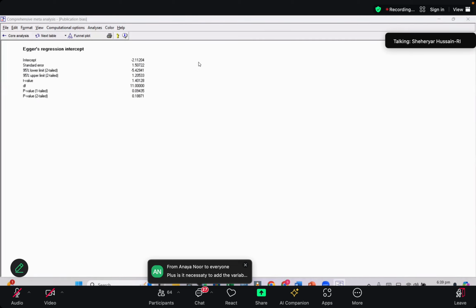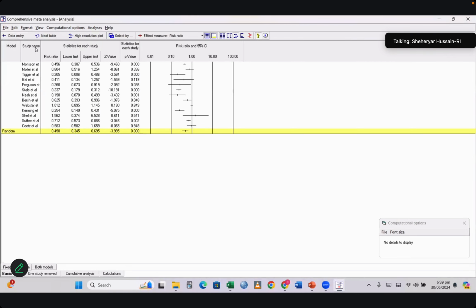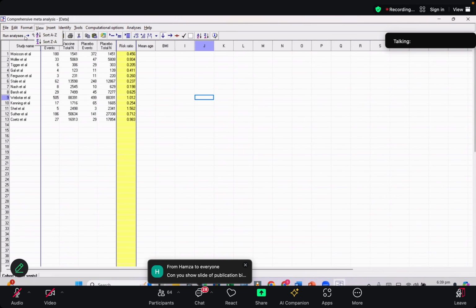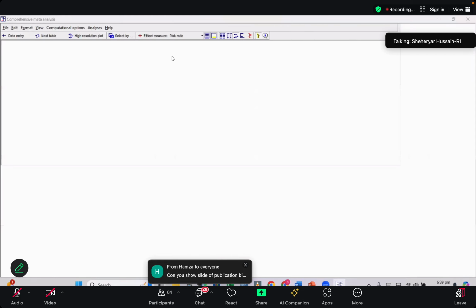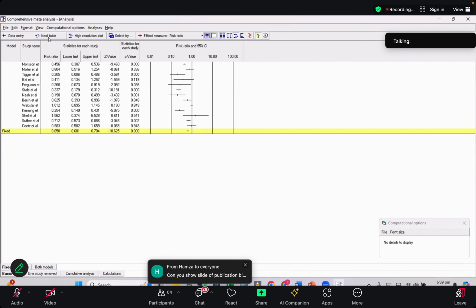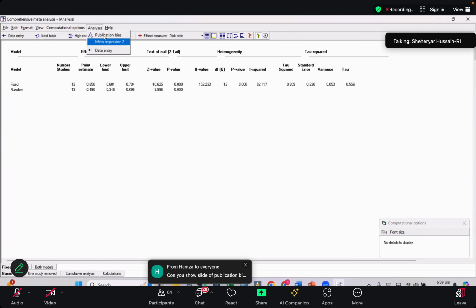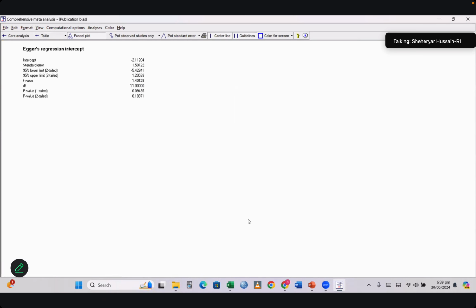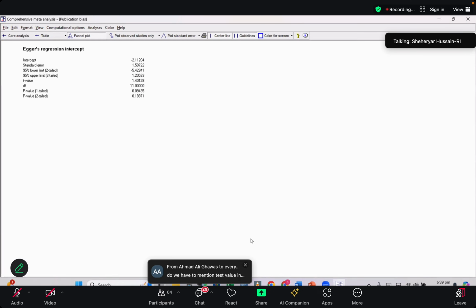No, it is not necessary. It will run without it. If we clear this thing, I'm going to go to analysis. I cleared out the meta-regression. Then again analysis, publication bias. You can see the p-value will remain the same. It does not require the covariate.